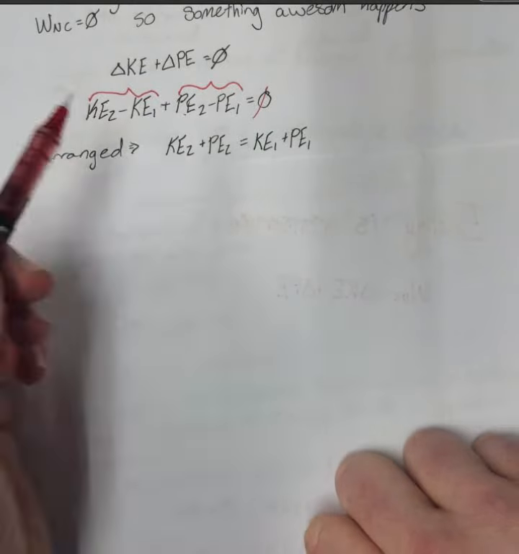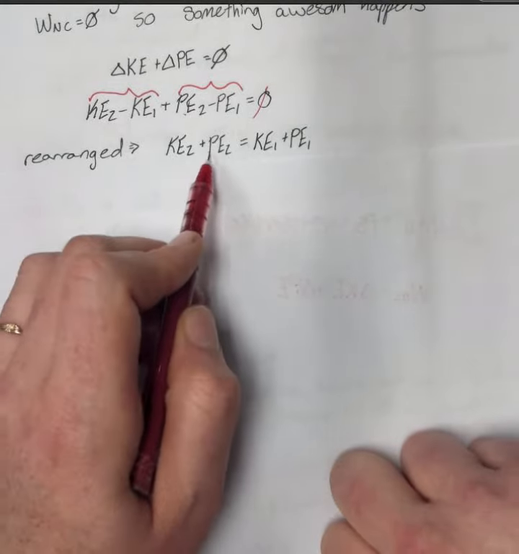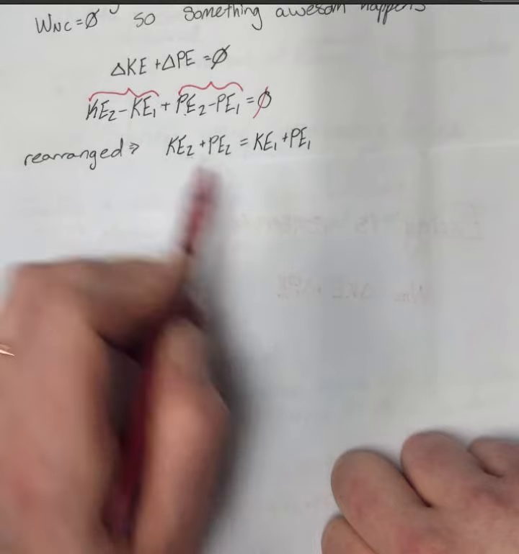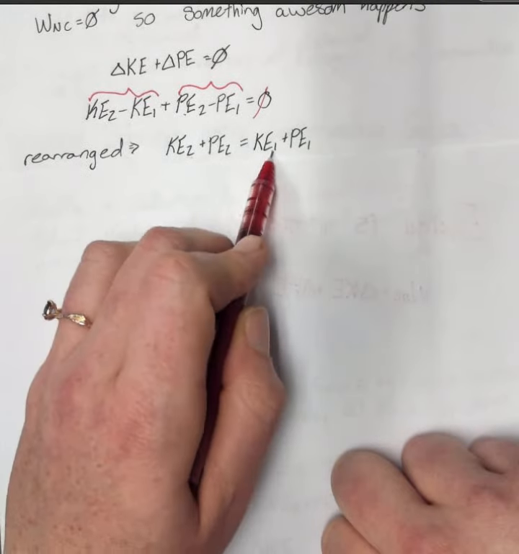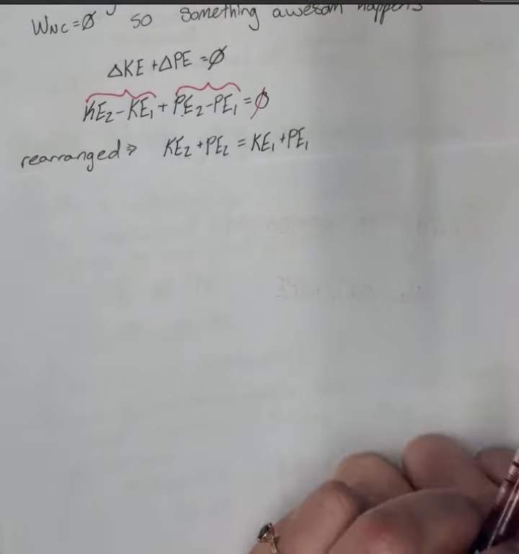So what I'm saying is that the kinetic energy at the second position that we analyze, along with the potential energy at that same position, see they're both at the same position because they're both designated as position number 2, are going to be equal to the kinetic energy of the object in its first position and the potential energy of the object in its first position.